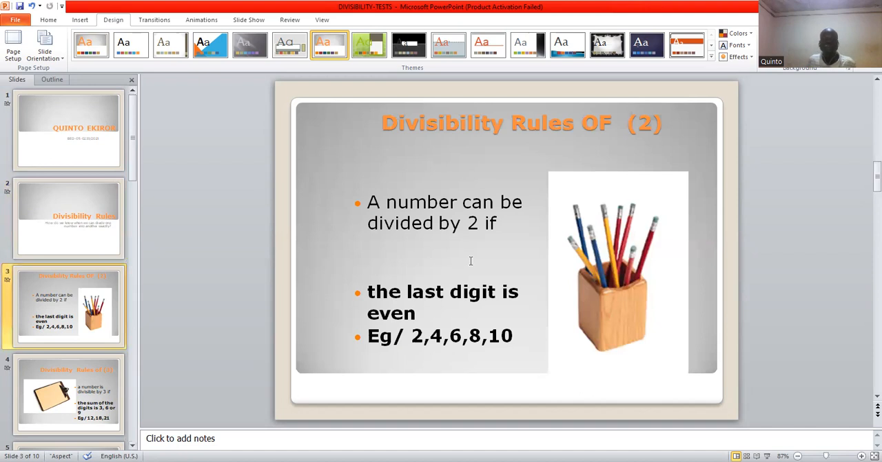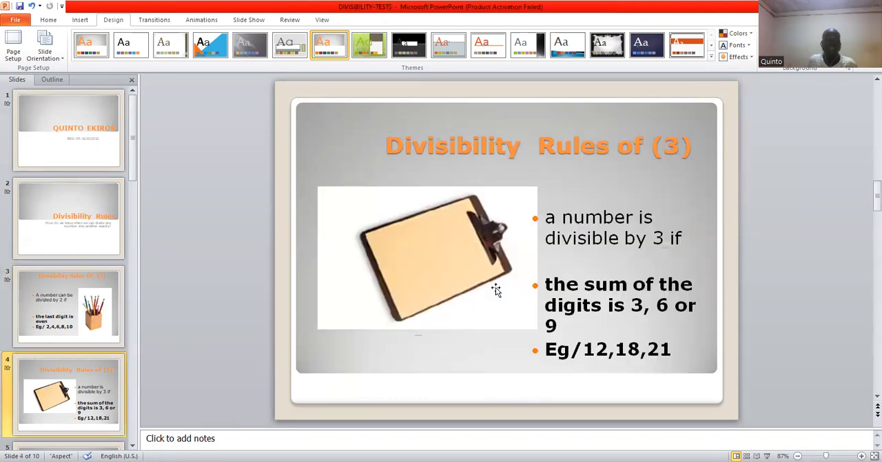Divisibility test of 2. A number can be divided by 2 if the last digit is even, for example 2, 4, 6, 8, and 10 are divisible by 2. That confirms the divisibility test of 2. Let's see the divisibility test of 3.